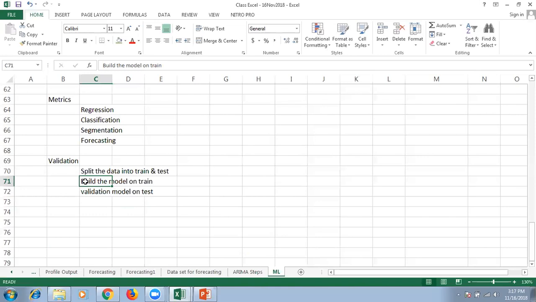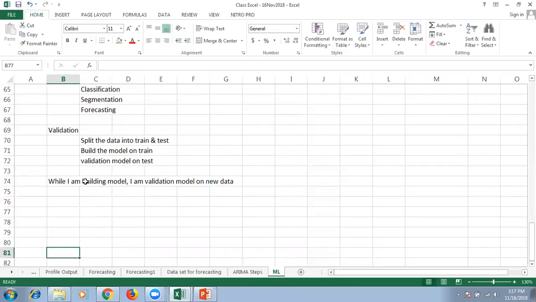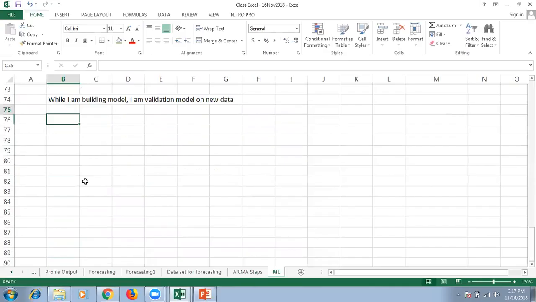Okay, so now you understand what I mean to say. So this is the place, what I'm saying is, while I'm building a model, I'm validating the model on new data. So how can I do that? This is the place where we use the cross validation concept. What does that mean? Out of the cross validation concept, one of the popularly known techniques is what? K-fold validation. So what is a K-fold validation?